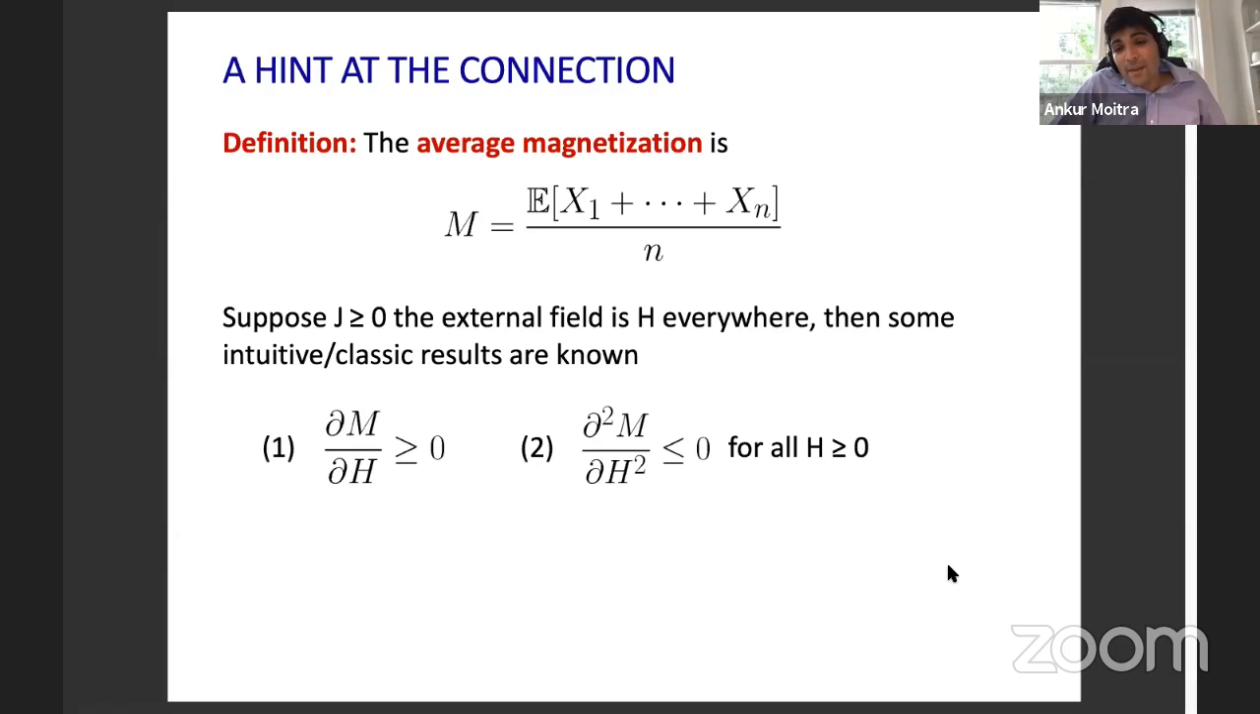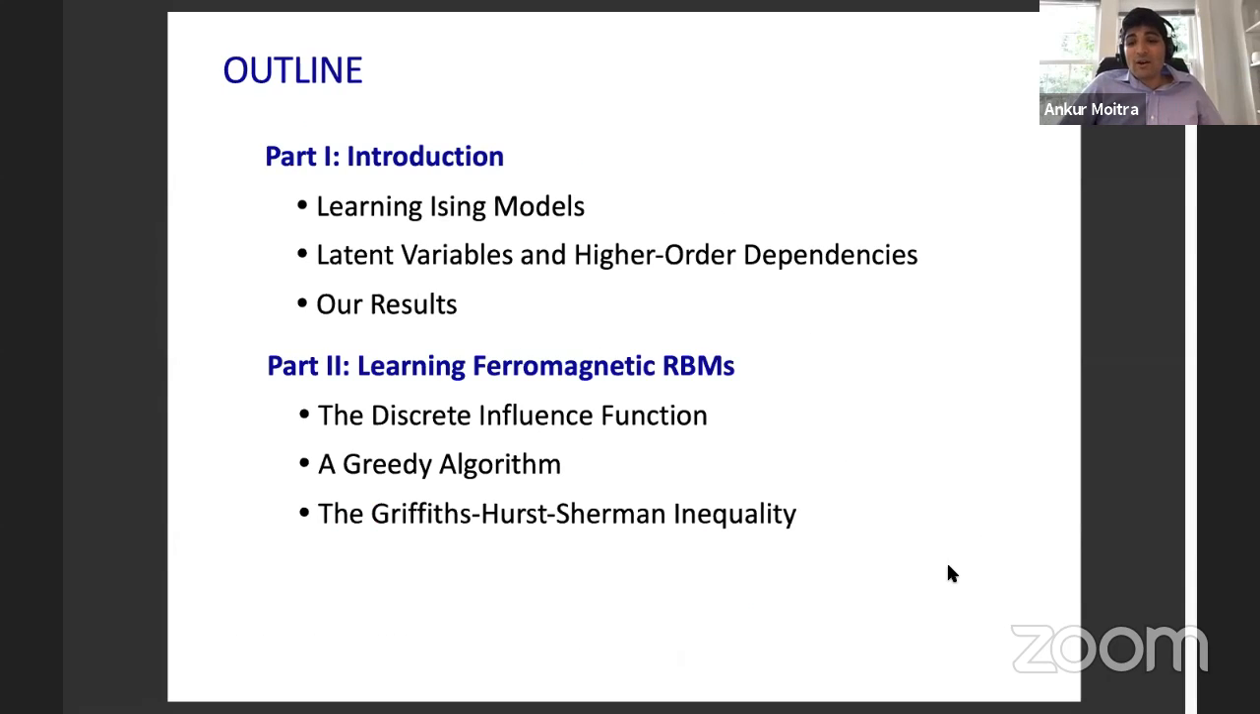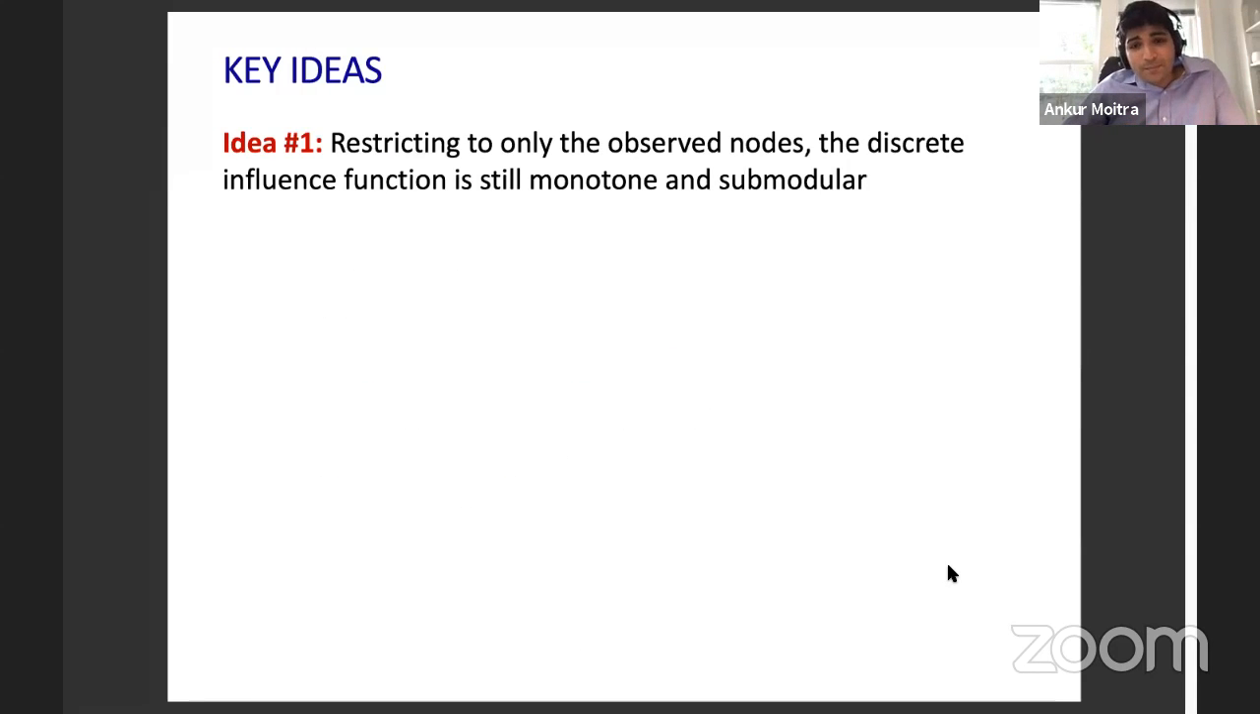There's actually something which captures the law of diminishing returns, which is if I look at the second derivative with respect to h, then it should be non-positive. Because if I increase h by a little bit, how much do I increase the magnetization? That'll go down if my external field was higher to begin with, because there are diminishing returns. And that actually is called the concavity of magnetization. It's proven through something called the Griffiths-Hirsch-Sherman inequality, which is something that we can use to also prove the submodularity of discrete influence. So let me actually tell you how the overall algorithm fits together, because it's pretty simple intuitively.